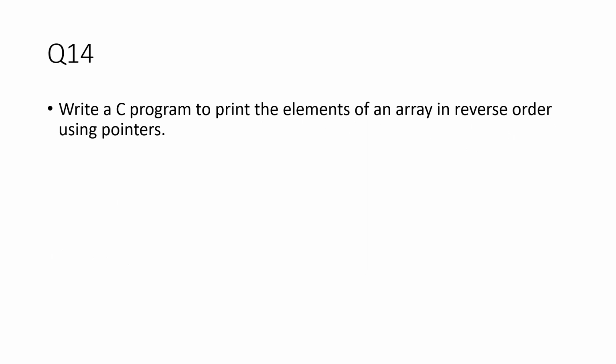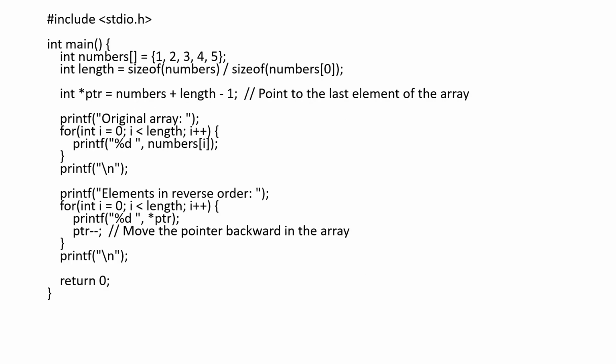Write a C program to print the elements of an array in reverse order using pointers. ptr points to the last element, then ptr-- moves the pointer backward in the array.